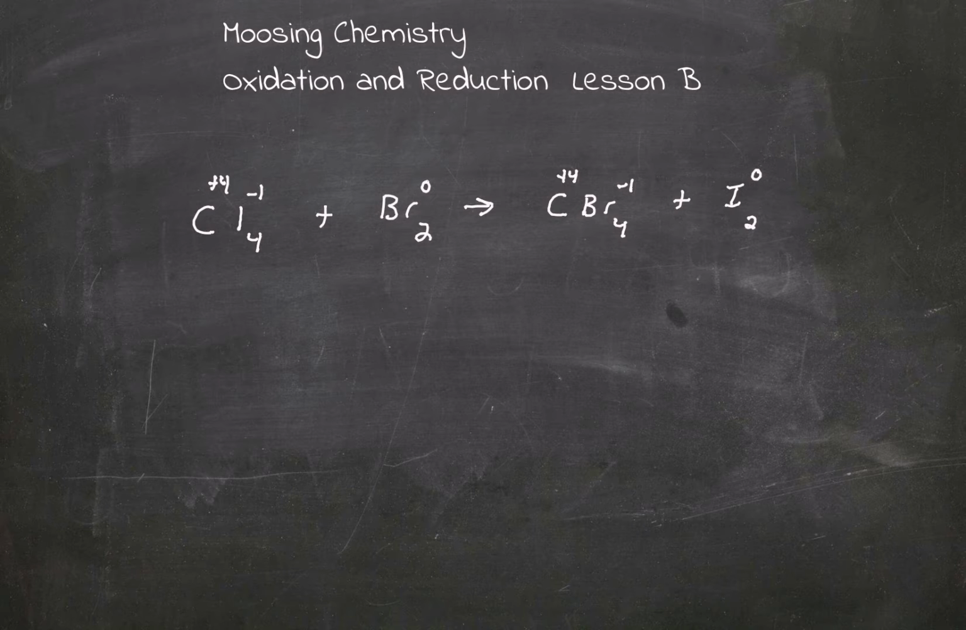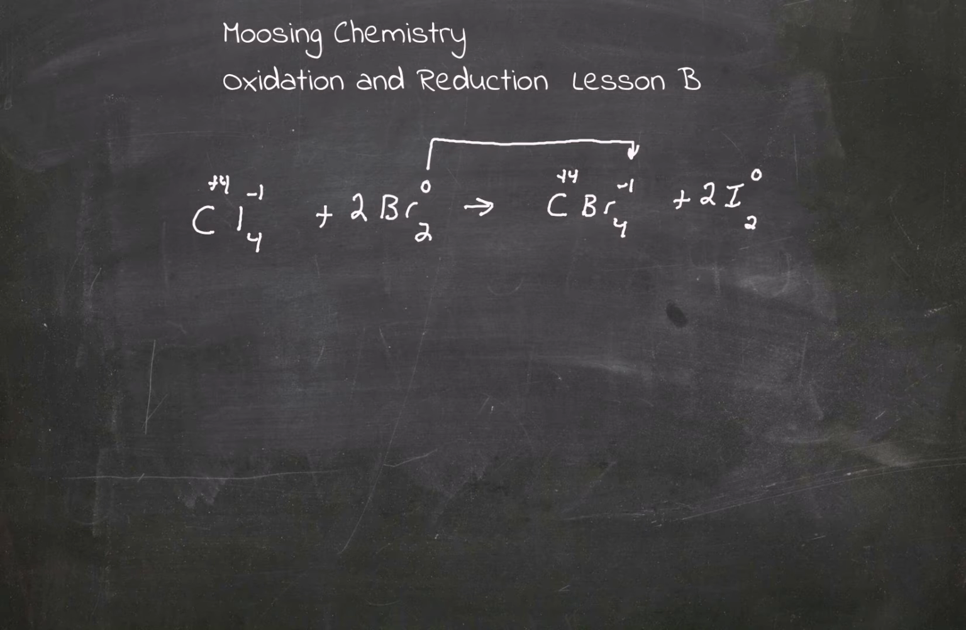So let's look to see what's going on here. Oh, first thing you have to do is balance it. So you've got a 4 Br there, so you have to put a 2 here, and you've got a 4 here, so for the I, you have to put a 2 there. So now our equation's balanced. Okay, if you look carefully, bromine is going from 0 oxidation number to a -1. All right, so that means bromine is going to gain an electron.